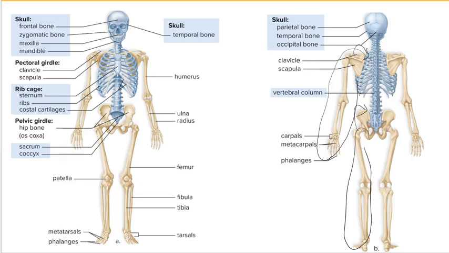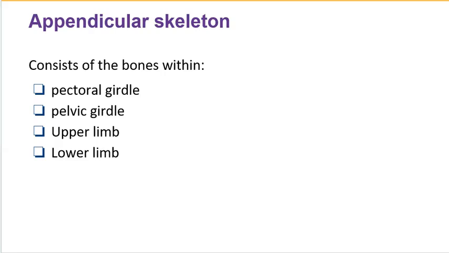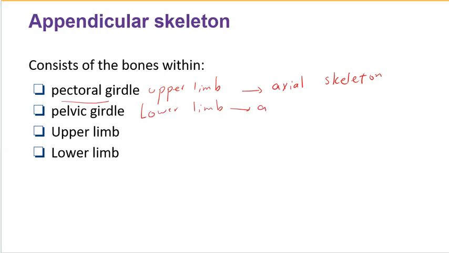So the appendicular skeleton consists of the bones within the pectoral girdle, which are the bones that connect our upper limb to the axial skeleton, and then the pelvic girdle, which are the bones connecting our lower limb to the axial skeleton. And we have the bones of the upper limb and the bones of the lower limb. Here we are going to talk about the bones making our appendicular skeleton.